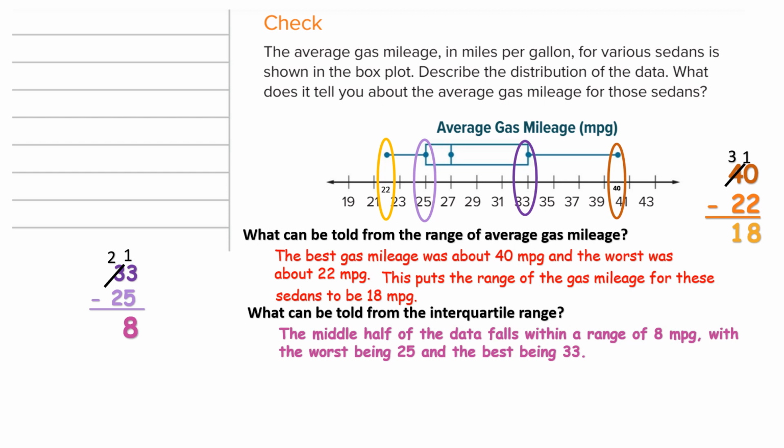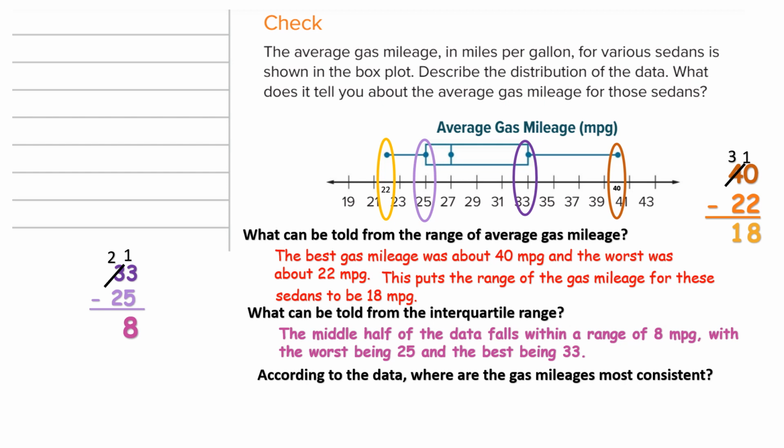It just has to be an exact answer with complete sentences. And then the third thing we're going to look at is which is the most consistent. So according to the data, where are the gas mileages more consistent? Are the box data pieces more compacted, more clumped together, or are the whisker pieces?